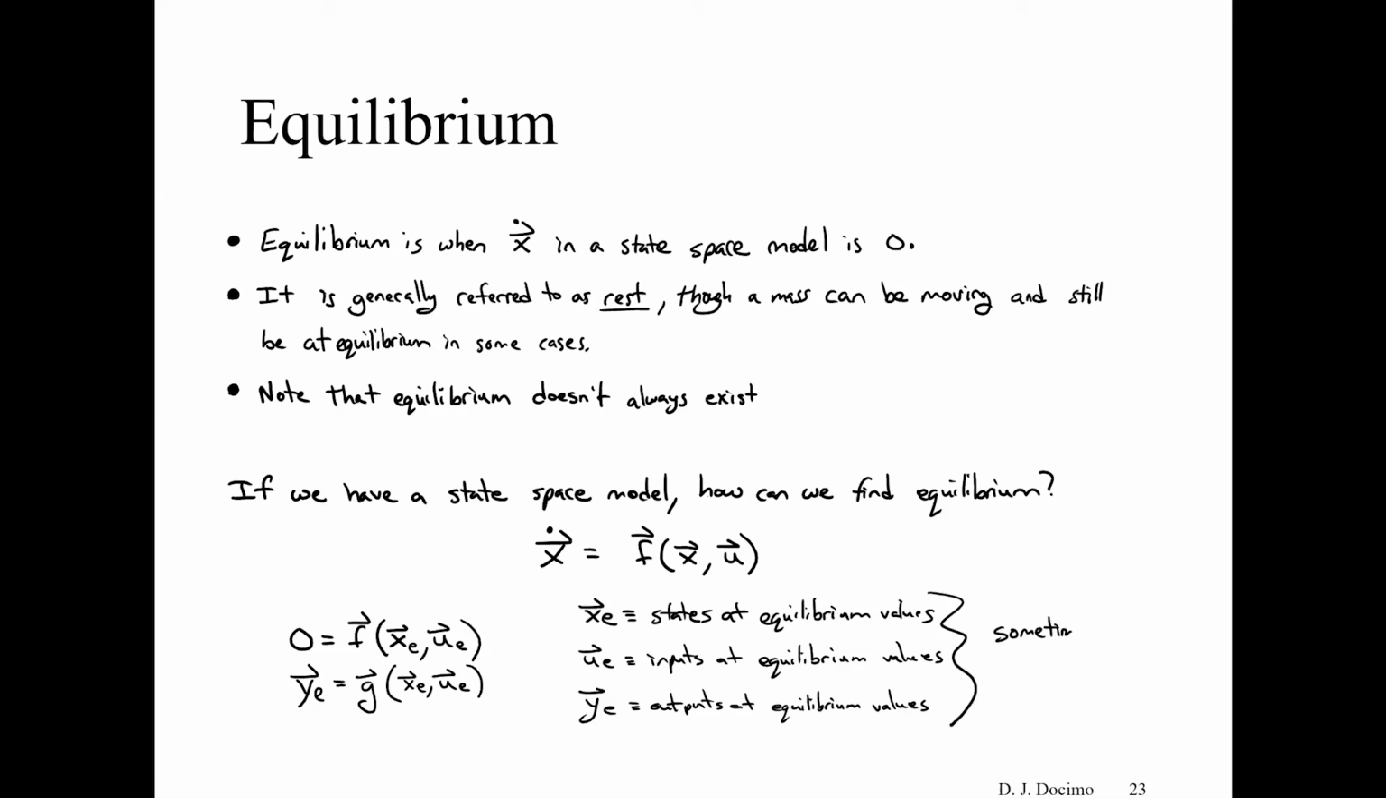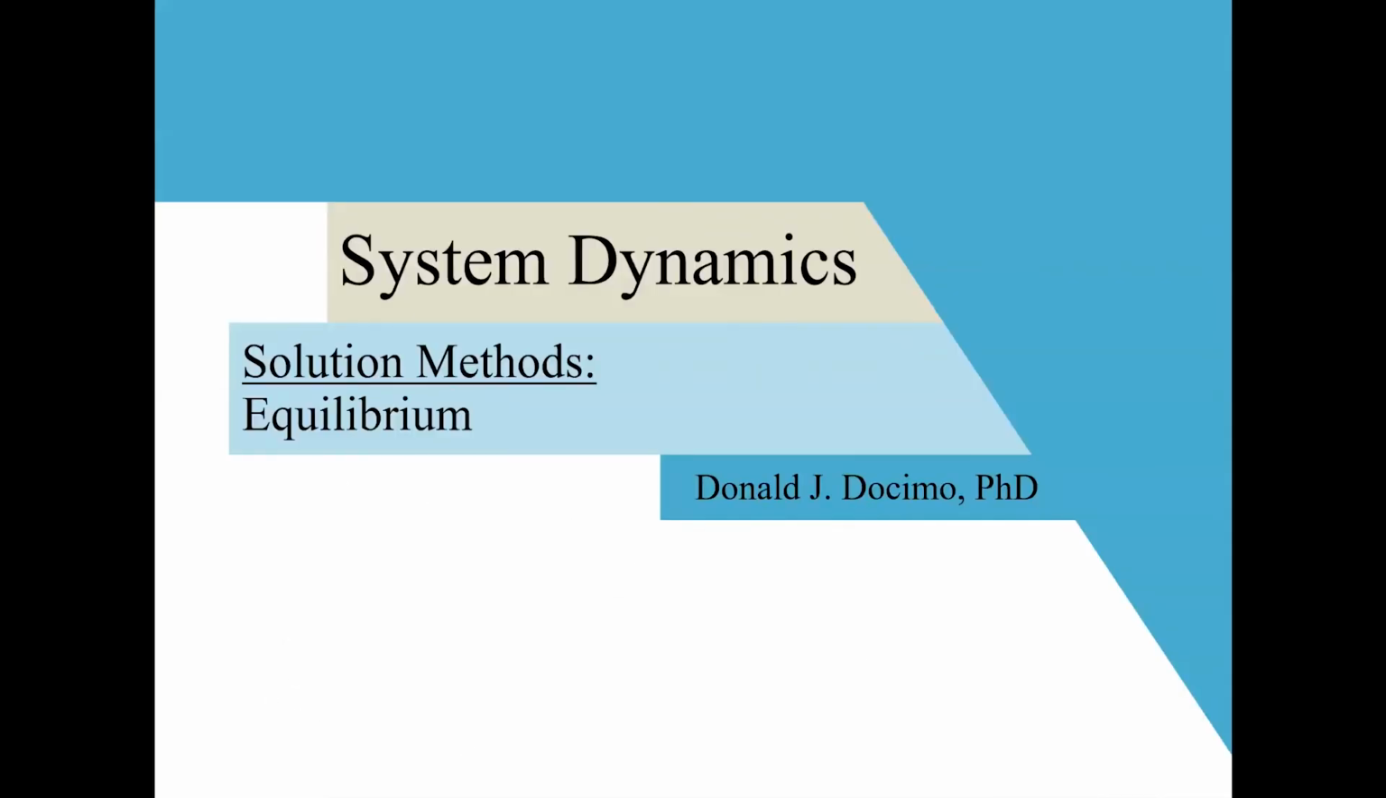And sometimes you can represent these using x bar, u bar, y bar, etc. to represent those equilibrium points instead. I'm going to use e a lot of times. So all you need to do is solve this first equation here for those x vectors at equilibrium, assuming that you know what u vector at equilibrium can be, or maybe vice versa. And then you can figure out what your outputs at equilibrium would be, y vector e. And that is going to cover equilibrium.